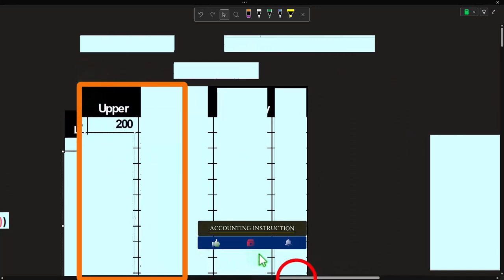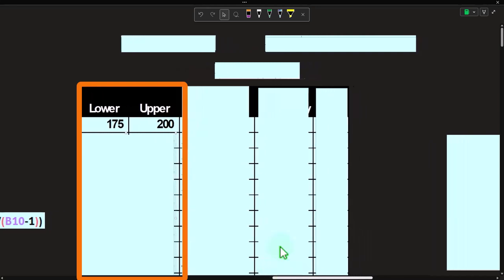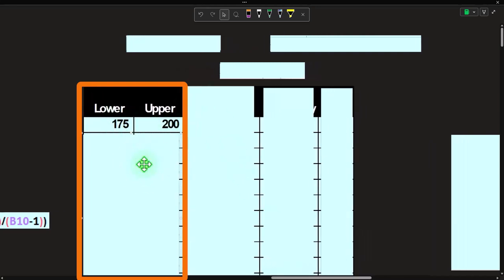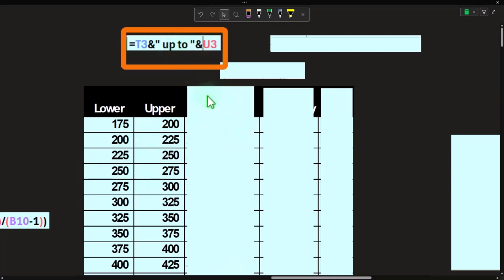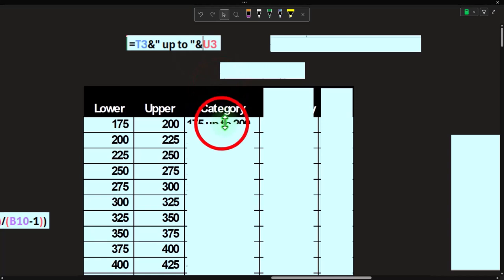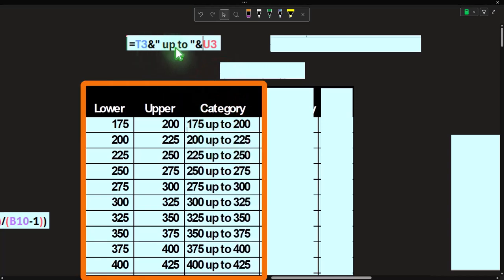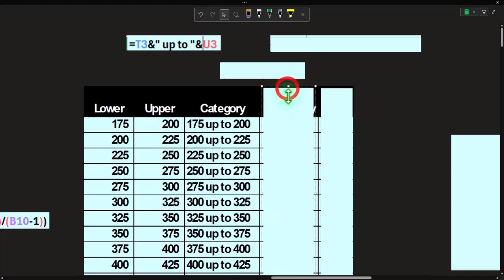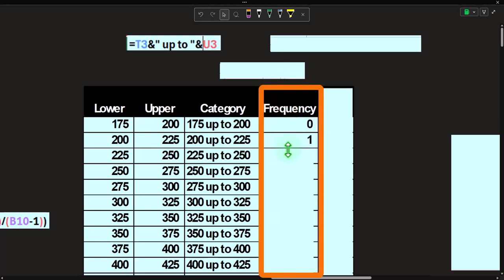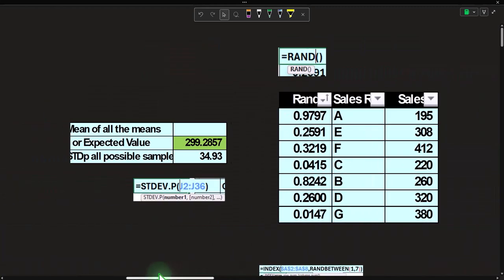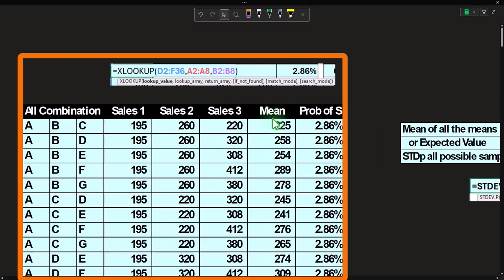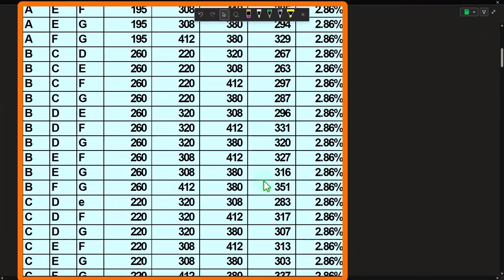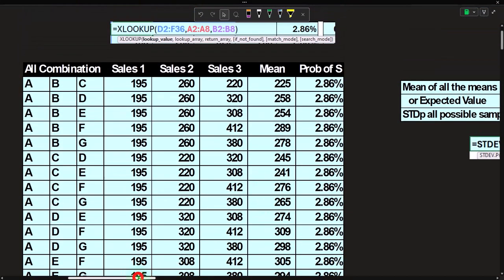Okay, so if we were to create a table based on this information, we can have the lower and upper limits of our table. This is just to show us some formatting, using a text formula. So category between 175 up to 200. This is a frequency distribution, which is taking all of the combinations that are within 175 to 200, 200 up to 225, from our data over here, where we're looking at the means. So we're making buckets to list all of these numbers within, so we can graph this.